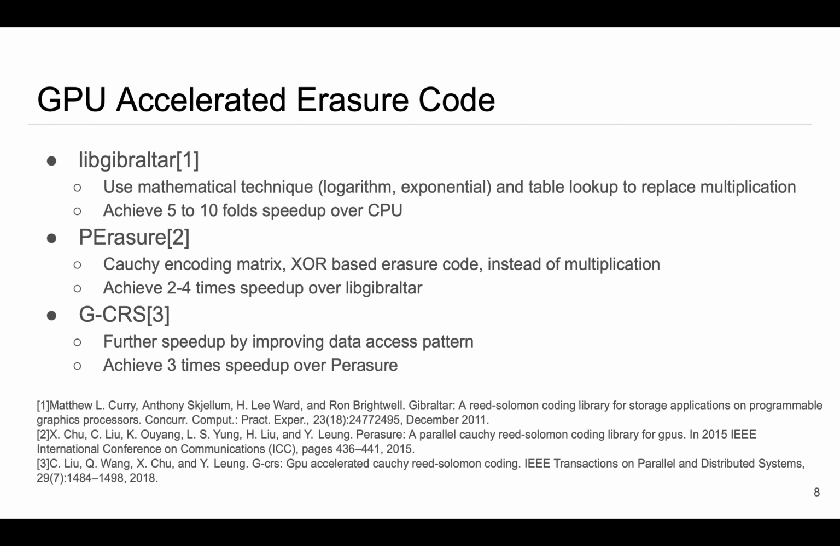libgplotr uses mathematical techniques and table lookup to achieve 5 to 10-fold speed up on GPUs over CPUs. P-Erasure uses XOR-based erasure code to reduce multiplication operations and achieve 2 to 4 times speed up over libgplotr. Later works like GCRS further improve data access pattern to achieve 3 times speed up over P-Erasure. All these works show significant performance advantages from GPU offloading.